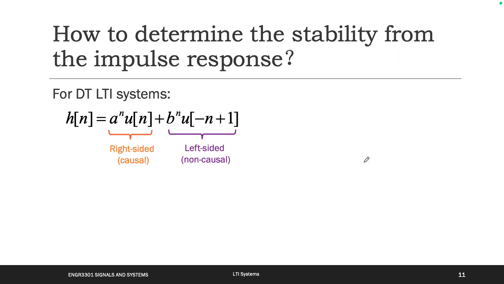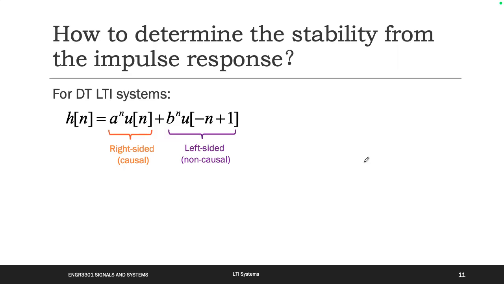But whether the LTI system is stable or not is not related to causal or non-causal. They are two different things. Even if the system is stable, it can be causal, it can be non-causal. Stability and causality are not related to each other. This is for the DT-LTI system: this is the causal part, and this is the non-causal part of the impulse response.